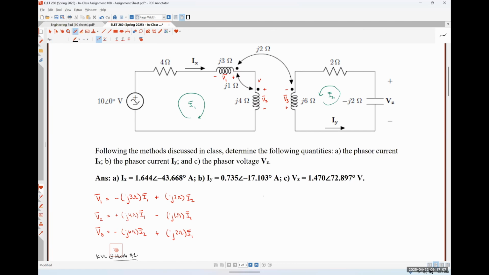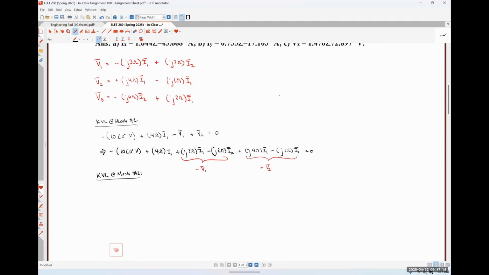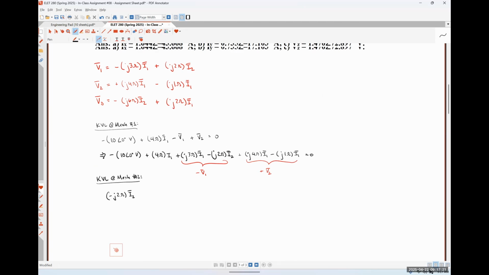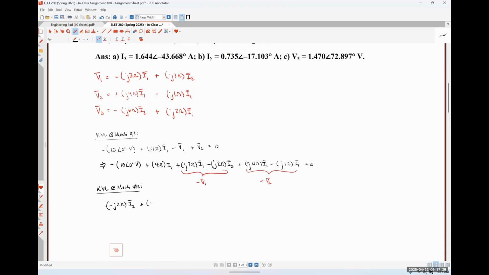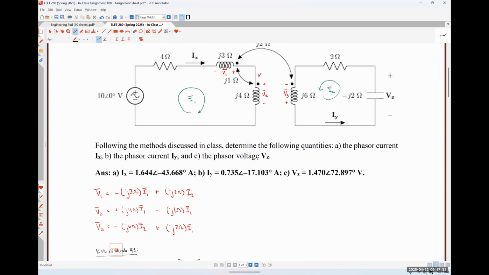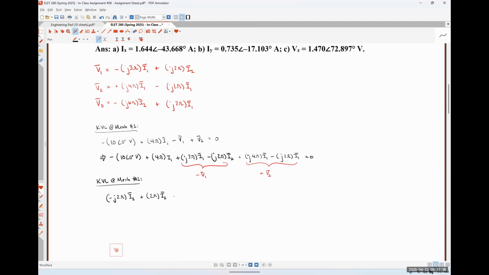Okay. So the first thing that I see is the negative j2 ohm impedance. So I'm going to have negative j2 ohms times I2. Then I see a 2 ohm resistor, so I'm going to have 2 ohms times I2. And then I see the negative polarity terminal of that voltage V3. So I'm going to do minus V3 is equal to 0.